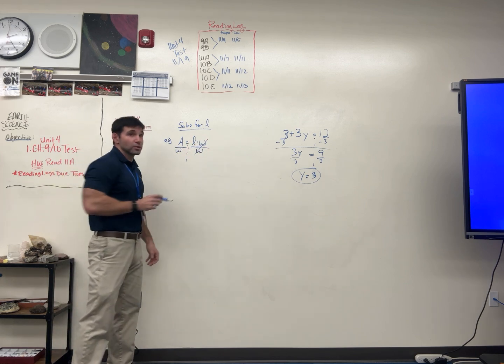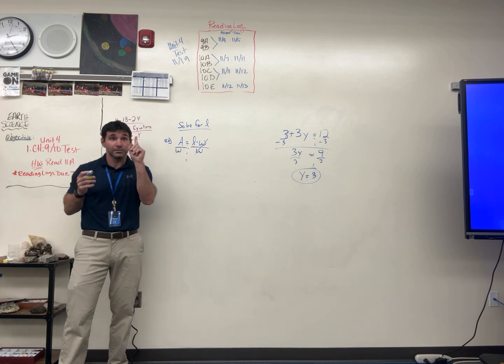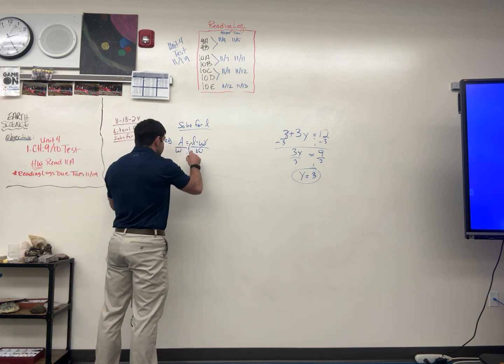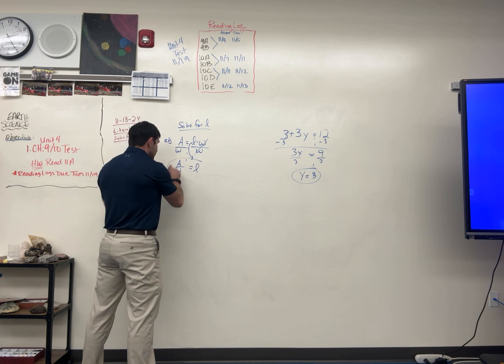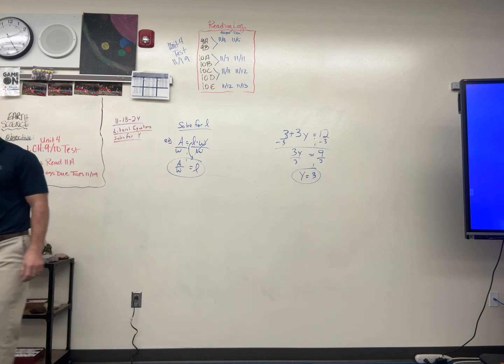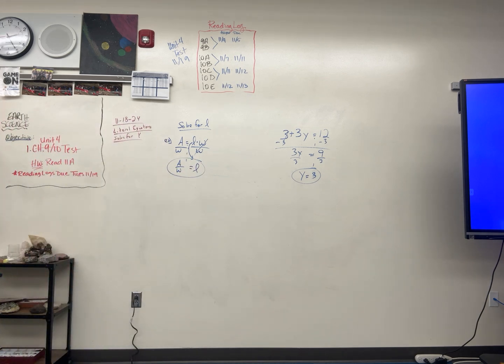W divided by W is 1. Anything divided by itself is 1. That leaves me L equals A divided by W. Man, Mr. H, look at that. A lot of letters, confusing as heck. Would you agree? This isn't exactly easy.